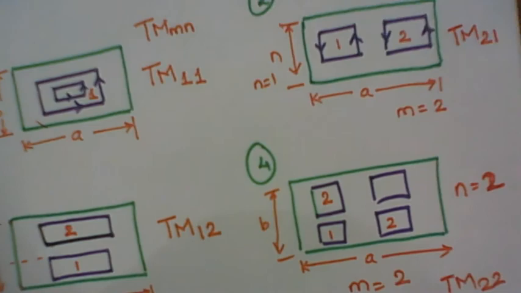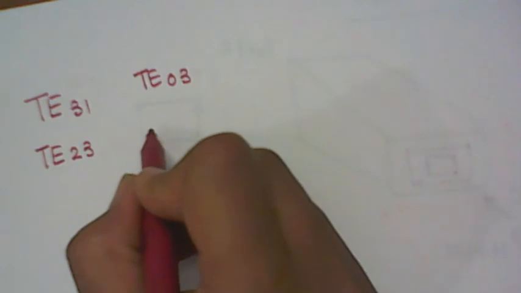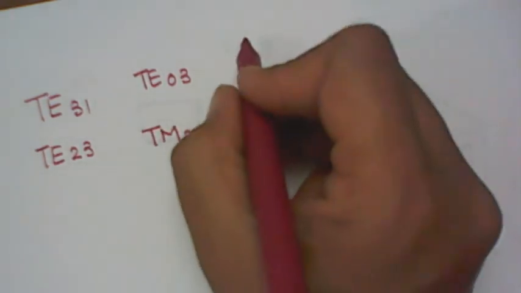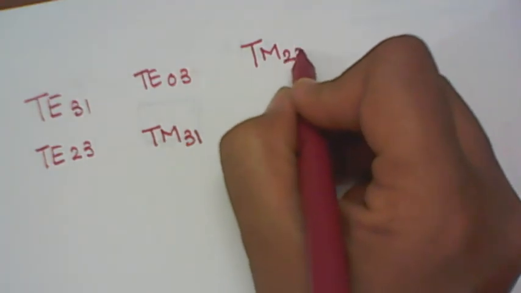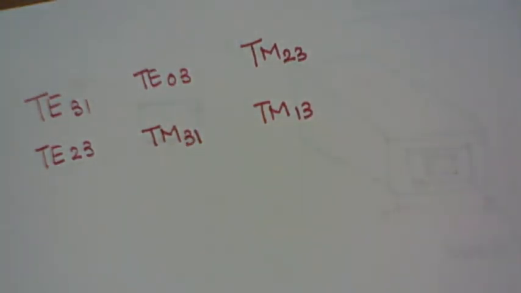I'm giving you some examples. You have to solve these examples and keep them with you. Solve these: TE31, TE23, TE03, and for TM mode I'm writing TM31, TM23, and TM13. You have to go through these examples and show me these examples.